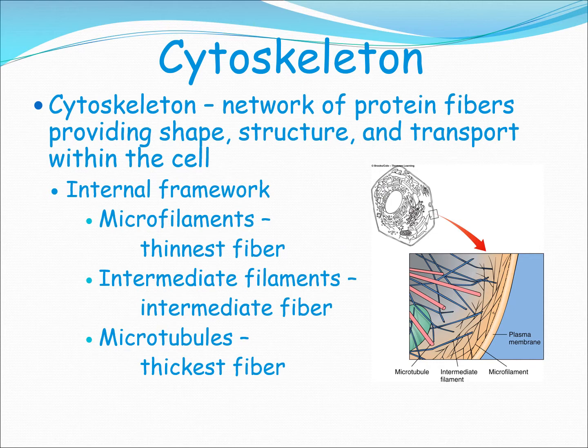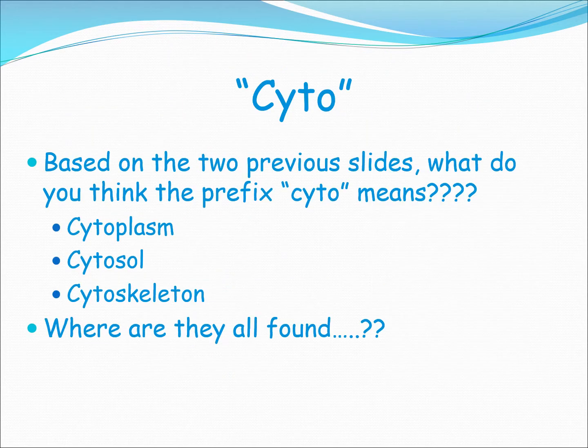Also in the cytoplasm region, there is an extensive network of protein fibers that help facilitate the work performed inside the cell. This network of fibers comprises the cytoskeleton. It has 3 types of fibers which serve different functions, including providing shape and transport of cellular components. What do you think cyto means? All 3 of these words, cytoplasm, cytosol, and cytoskeleton, are found in the cell. Cyto refers to cell.